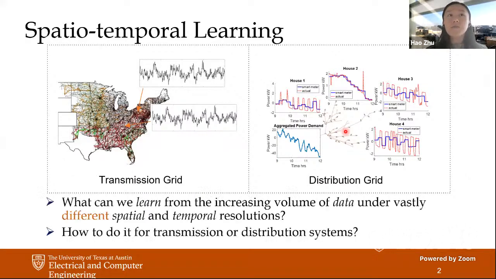So with that, the main question I'm trying to address here is how can we leverage this increasing volume of data, which has different spatial or temporal resolutions, and use that for special applications or important monitoring tasks in transmission or distribution systems. So that's why I was saying my talk is 2 parts. The first part is going to be covering the high voltage transmission grid, and then we will move to the distribution grid. But then feel free to ask questions. I will also take a longer break halfway through the talk.